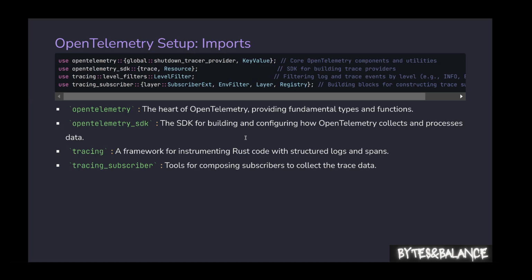OpenTelemetry SDK contains the OpenTelemetry software development kit. It gives us the tools to create and configure a tracer provider, which is responsible for managing the collection and processing of trace data. The trace and resource modules are particularly useful for configuring traces and defining attributes related to our application's resources. The tracing library enables us to instrument our Rust code with structured logging in spans.